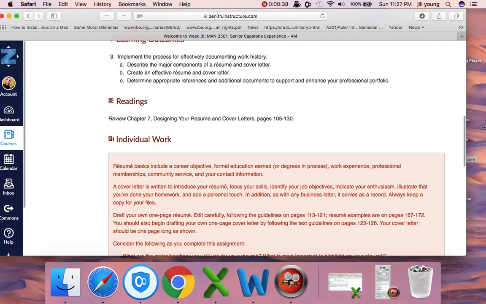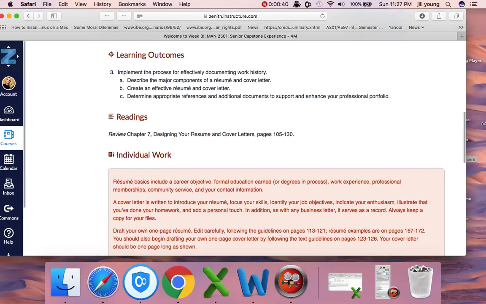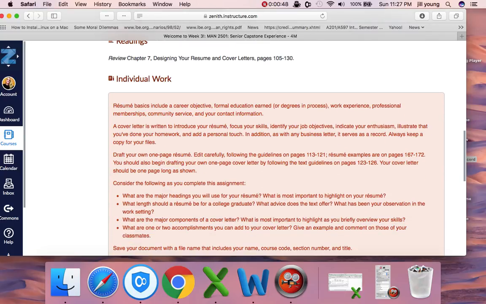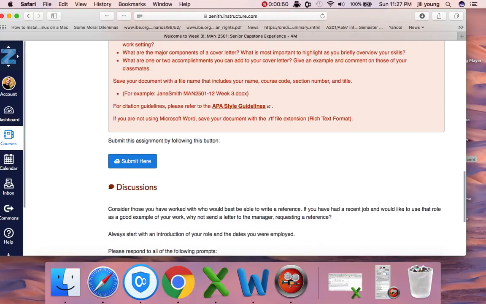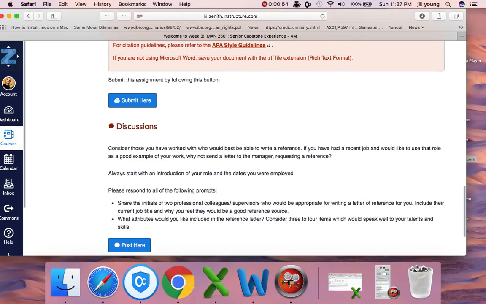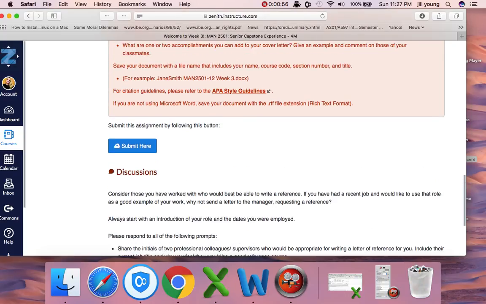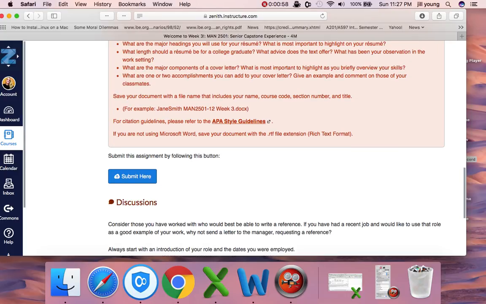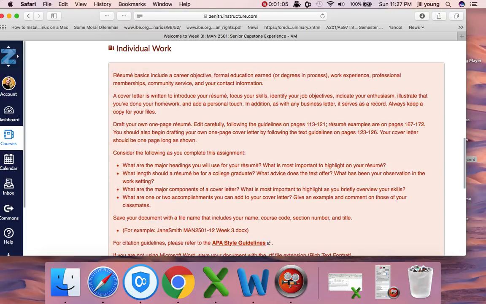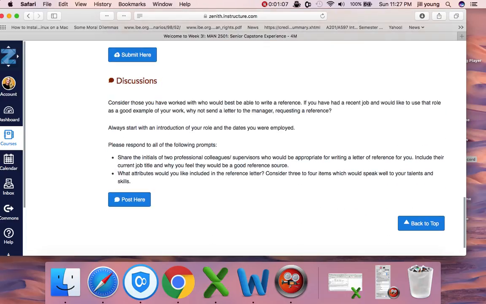The assignments. You get to design your resume and cover letter. So make sure to read pages 105 to 130. We're going to talk about the components of the resume, and also references. Let's just go to the discussion first.